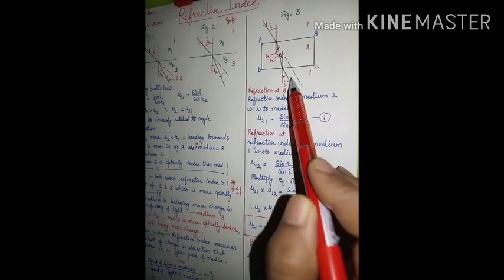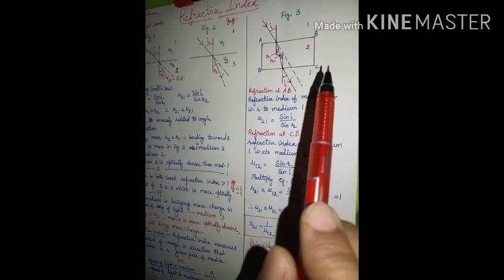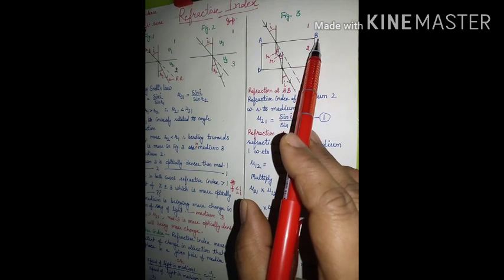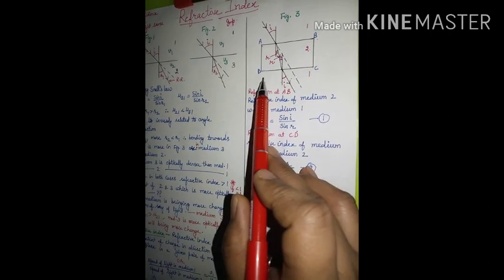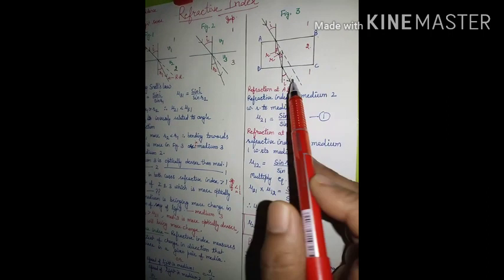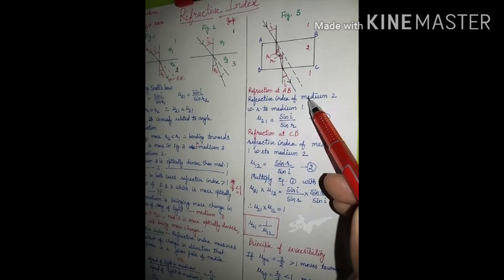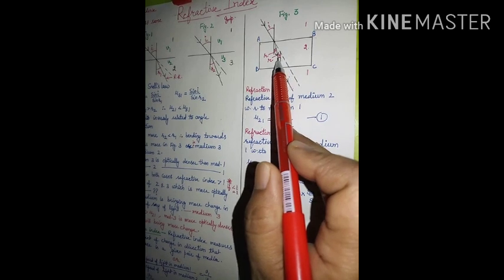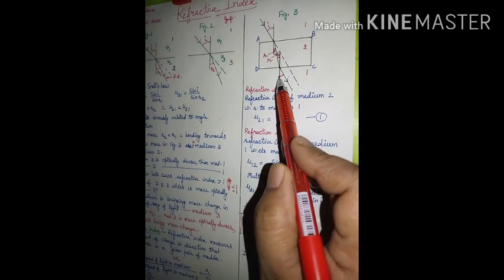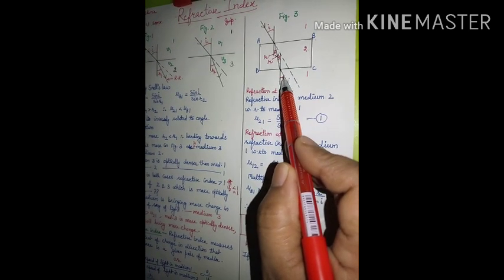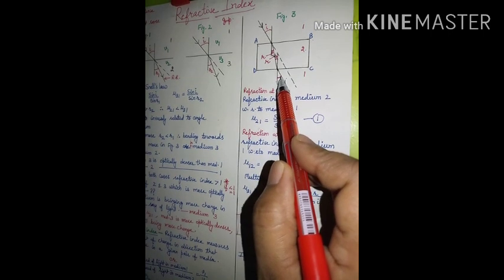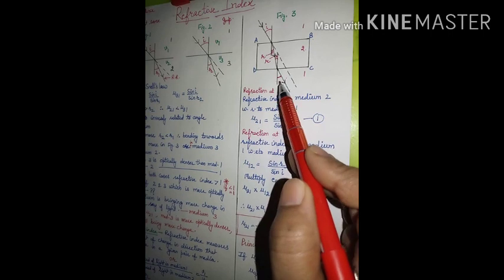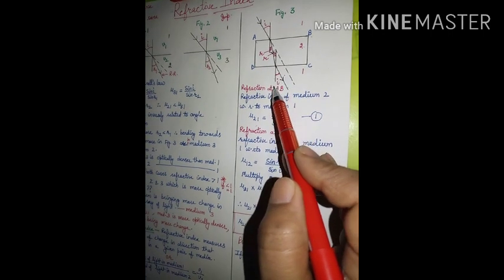I will consider refraction at two faces. First, refraction at face AB, and I will use Snell's law. Then I will consider refraction at face CD, and I will use Snell's law. For interface CD, this angle will become the angle of incidence and this will become the angle of refraction. And in the glass slab activity we have seen that the angle of incidence is equal to the angle of emergence. So this e I can write as i.